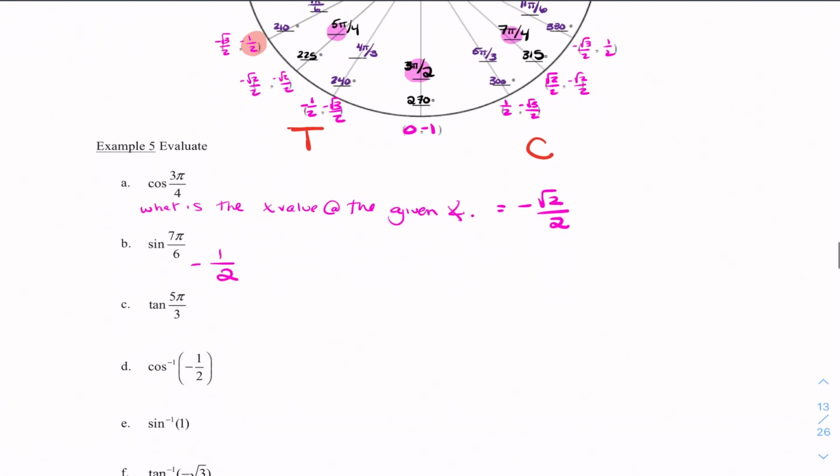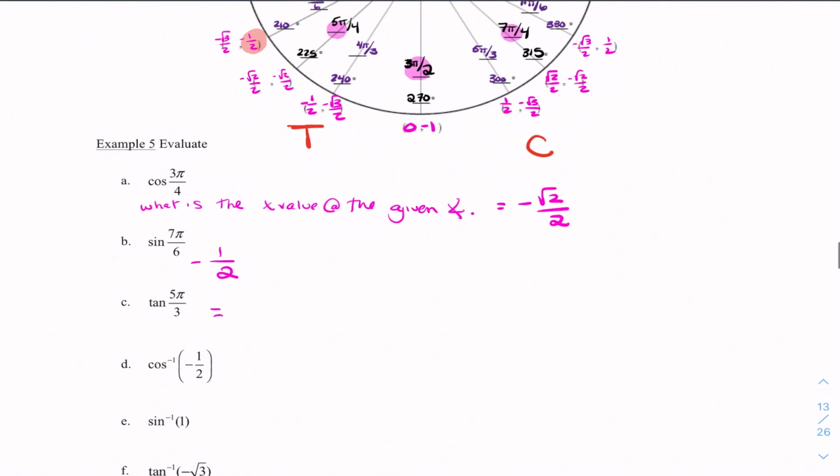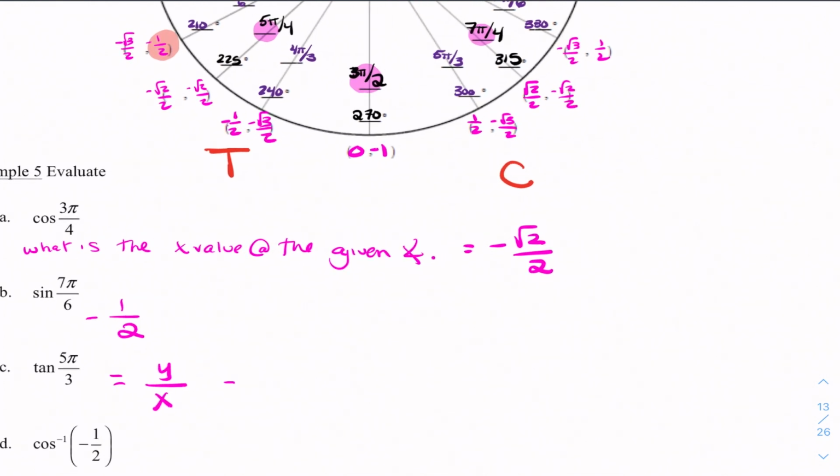Tangent is, what's the tangent value? Tangent is opposite over adjacent, or the y value over the x value. So if we go to 5 pi over 3, we go, what is the y value? Negative root 3 over 2 divided by, what's the x value? 1/2. The 2's cancel each other out, and we are left with negative square root 3.